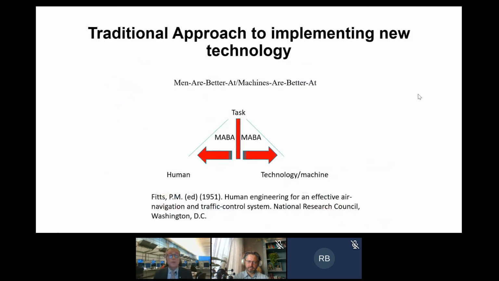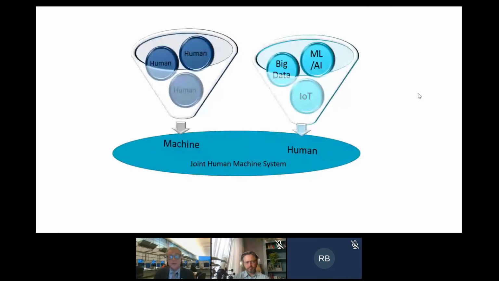A traditional approach when we implement new technology was "men are better at, machines are better at." This is something called MABA in the jargon, and depending on the level of automation, the task was more or less distributed to the human or the technology machine. So the current thinking in next-gen SESAR, but also in ICAO or ASBU, has been very much influenced by MABA, but also we, all the humans who are working in the sector, are still a little bit tainted or influenced by that. So what is the joint human-machine system?